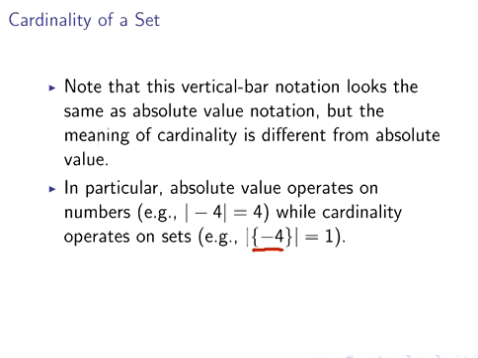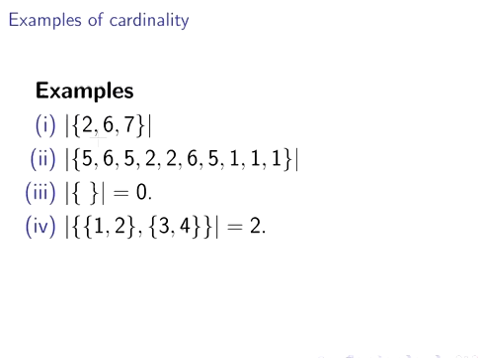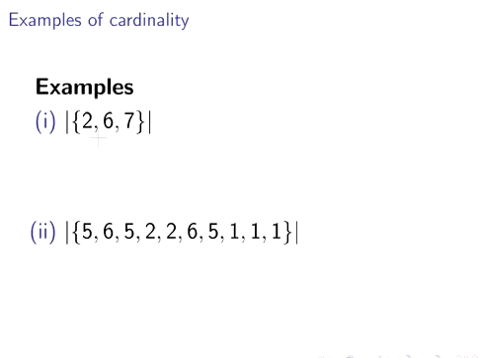So let's look at some examples. I have some examples here. A very simple one to start off with: 2, 6, and 7. And then we have a longer one there. So let's just do the first two. The first example: how many elements are in that set? Well, simply there is 2, 6, and 7. So there are 3 elements, and therefore the cardinality is 3.